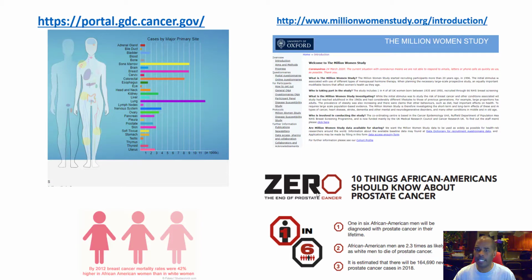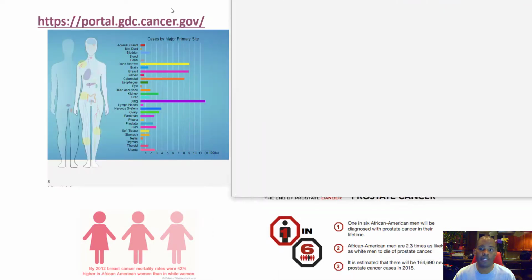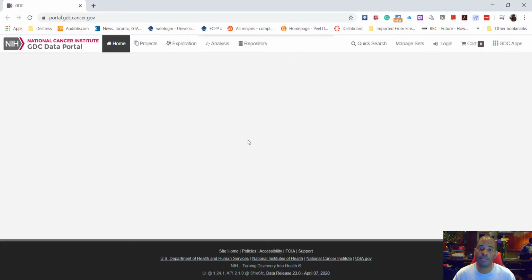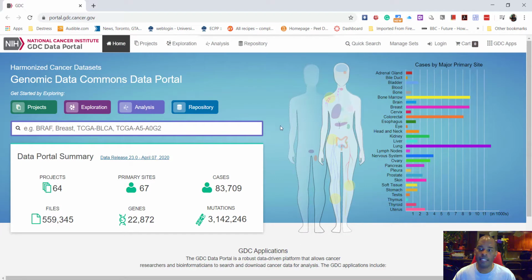Now, this last slide here, it introduces you to some studies. So the Million Women study that was done in Britain and England, and this portal that's down in the States. So both of these, they provide you with some interesting information about the incidence of cancer. So I really like this portal here. If you look at this portal, they give you an opportunity to see how the cancer has developed.